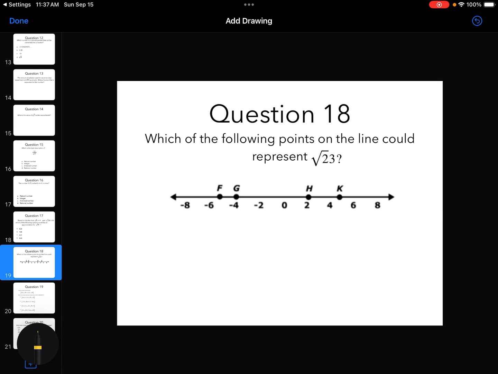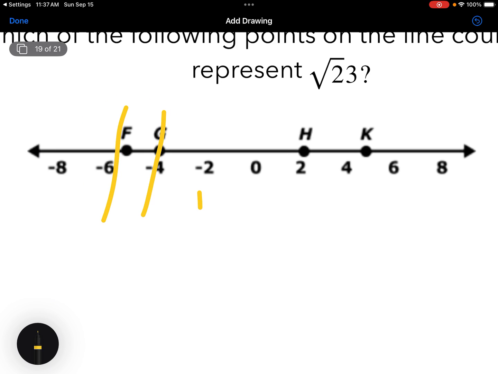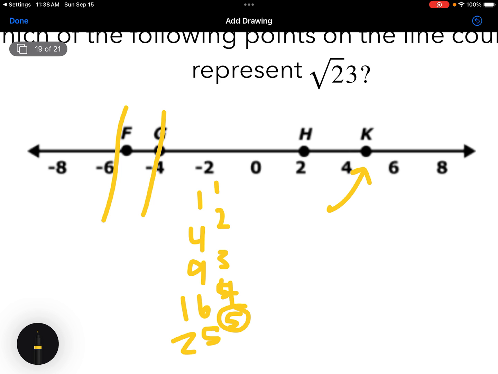All right, which of the following points could this represent? Well, the square root of 23, it's not going to be a negative number. And if I'm listing out my perfect squares, it's 1, 2, 3, 4, 5. It's closest to 5, but not quite at 5. So the best option is K.